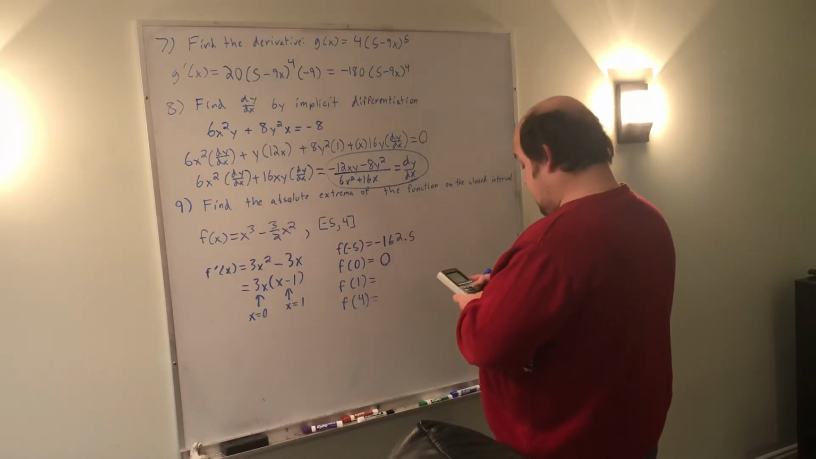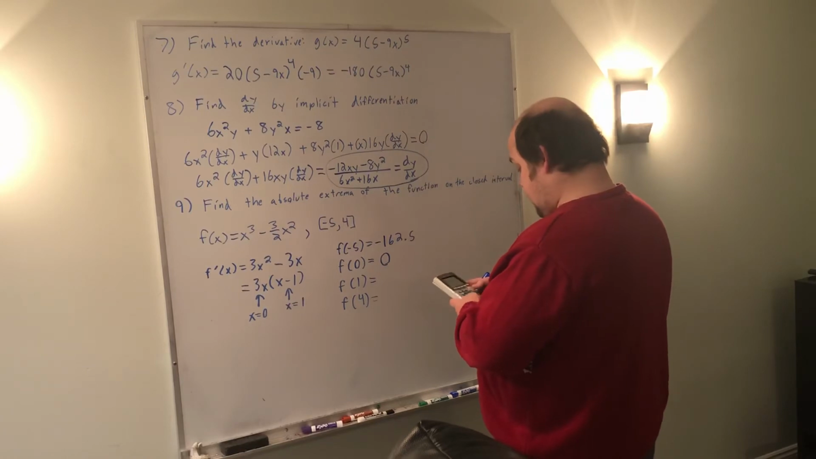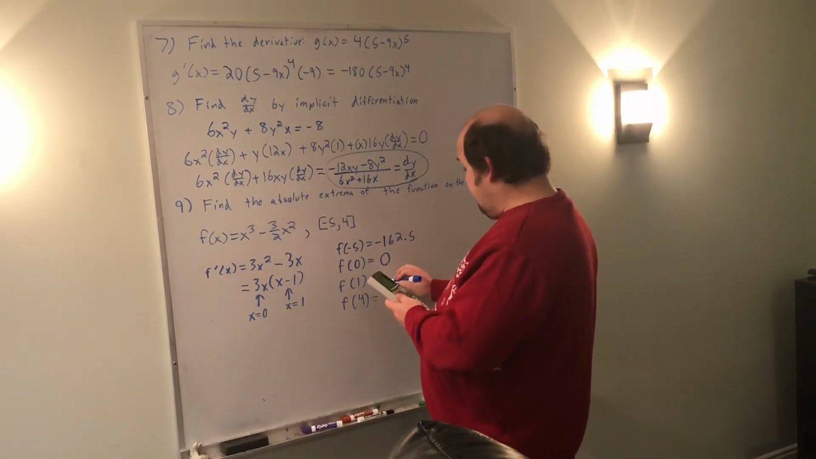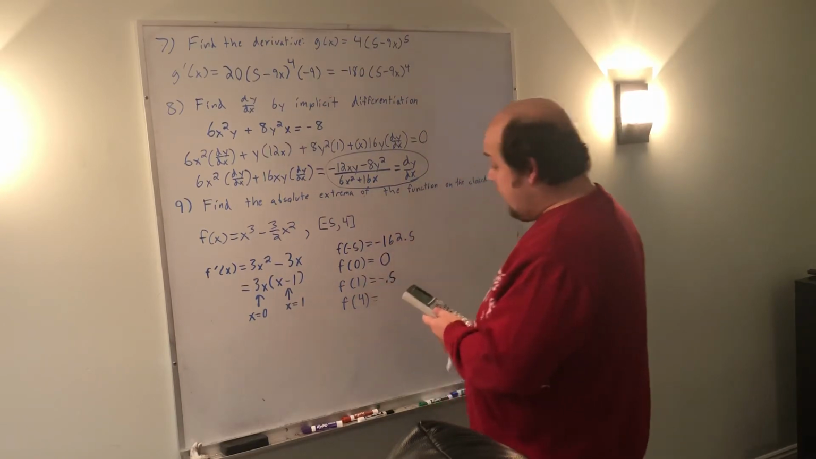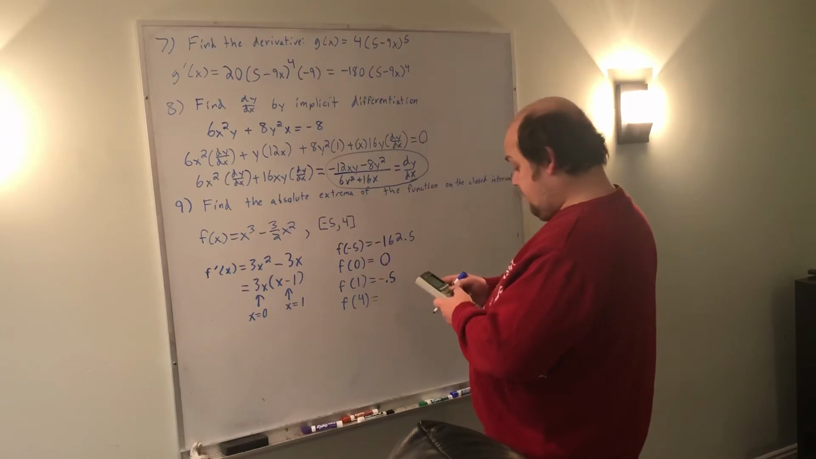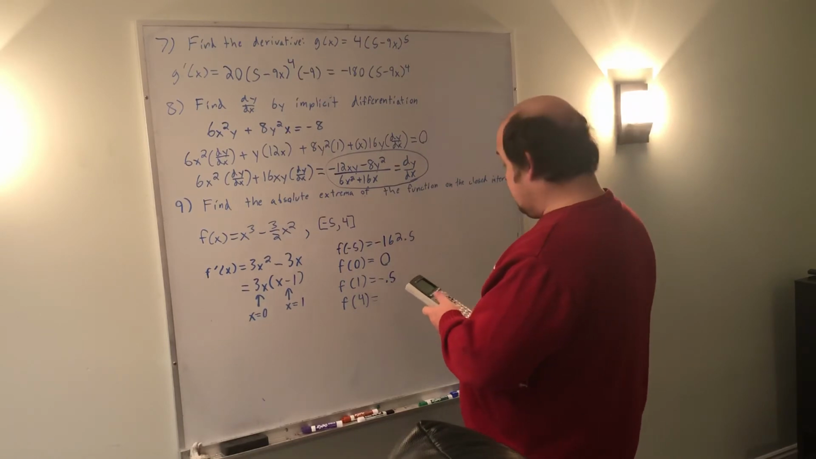I try the same thing again, except now I'm going to put in 1 for x. When I put in 1 for x, it gives me negative 0.5. Finally, I'm going to try 4. When I put in 4 for x, my calculator tells me the answer is 40.